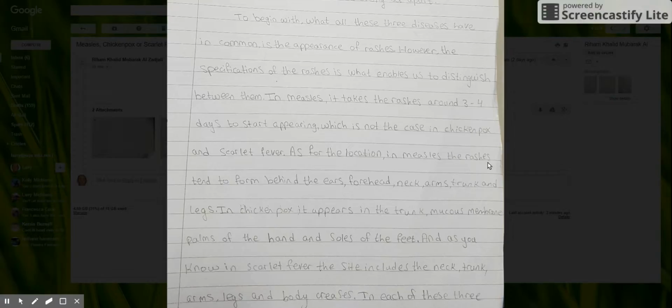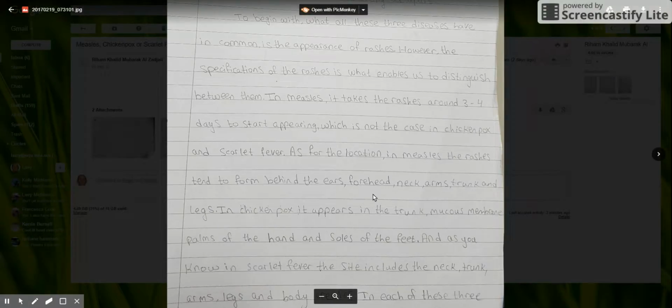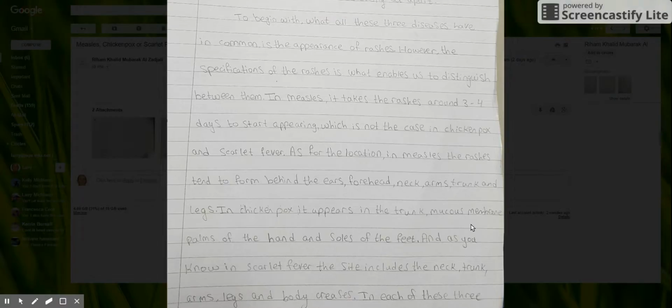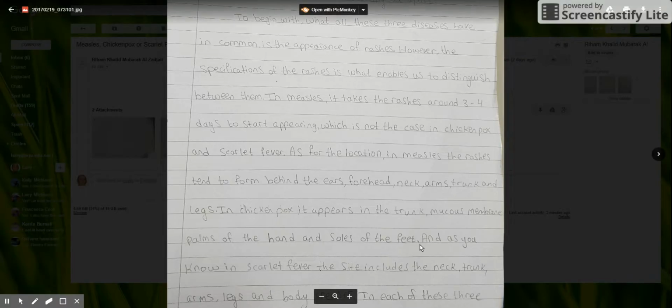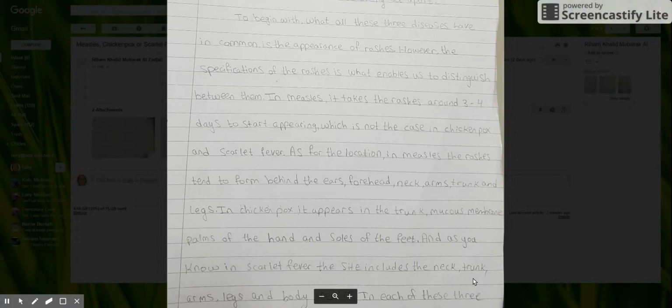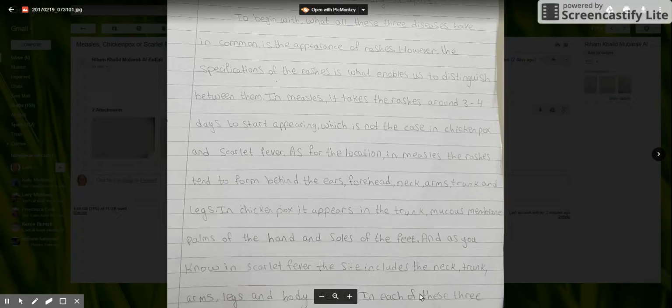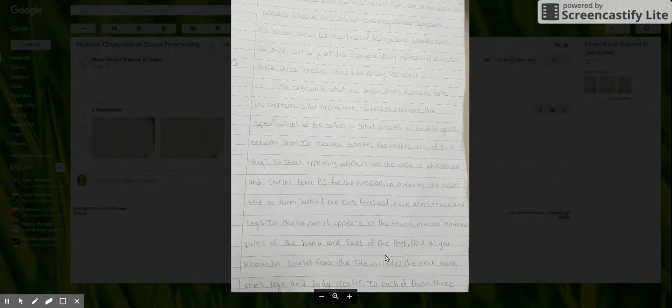As for the location in measles, the rash tends to be behind the ears. I think you want to say starts from behind the ears and the trunk and legs. In chickenpox, it appears in the trunk, mucous membrane, palms, hands, and soles of feet. And as you know, in scarlet fever, the site includes the neck, trunk. Okay, I'm not sure if they would know this, to be honest.